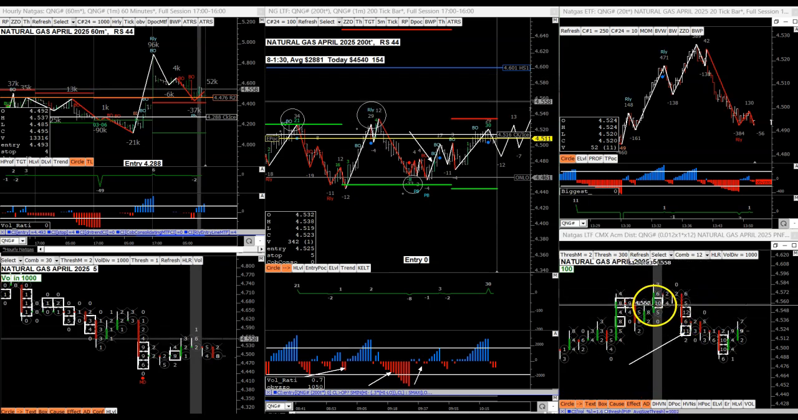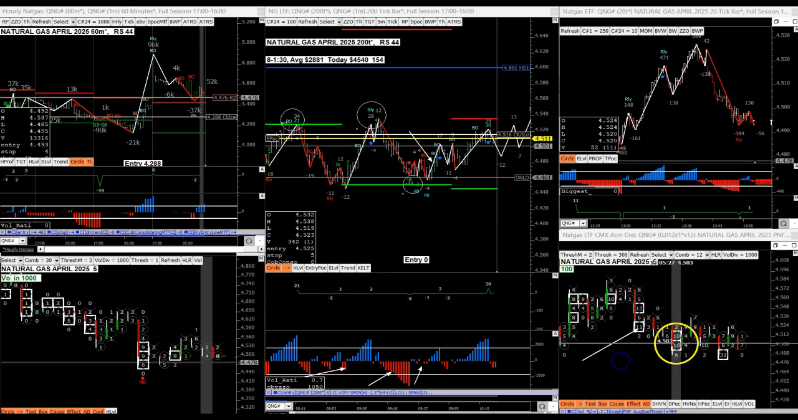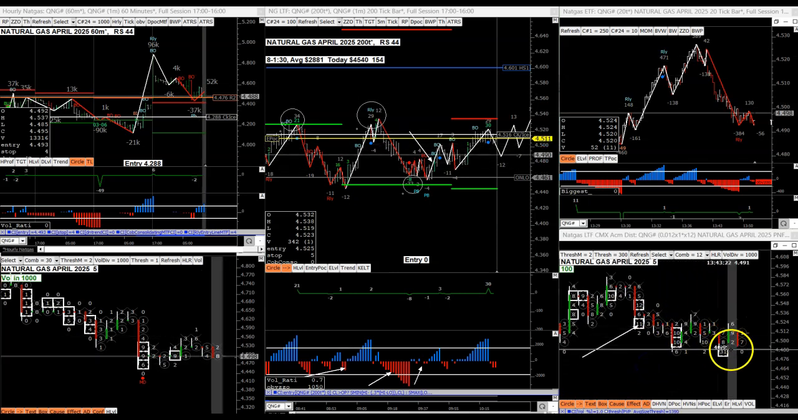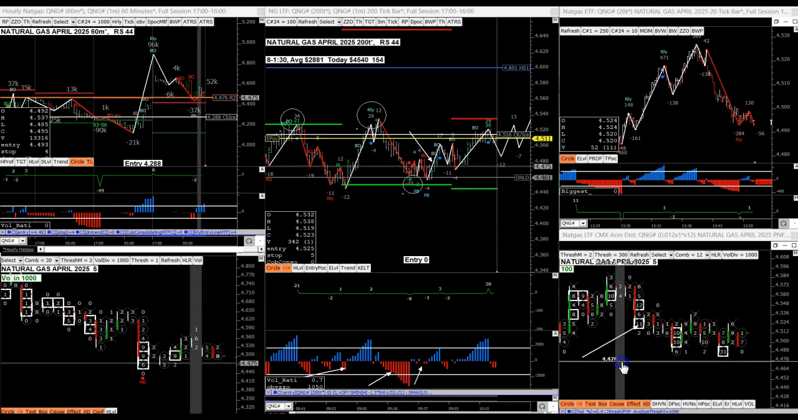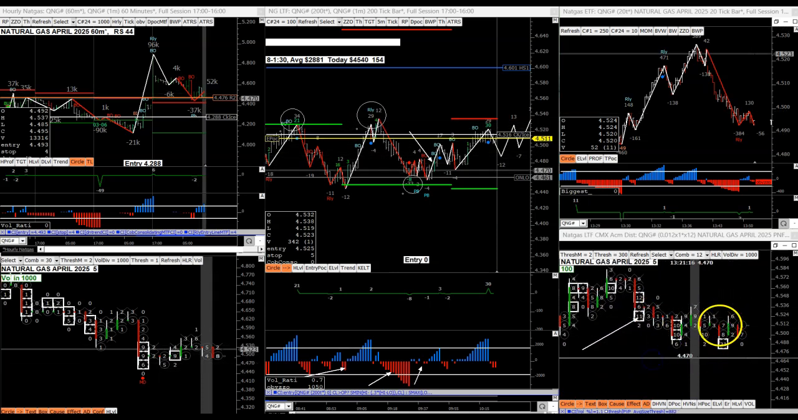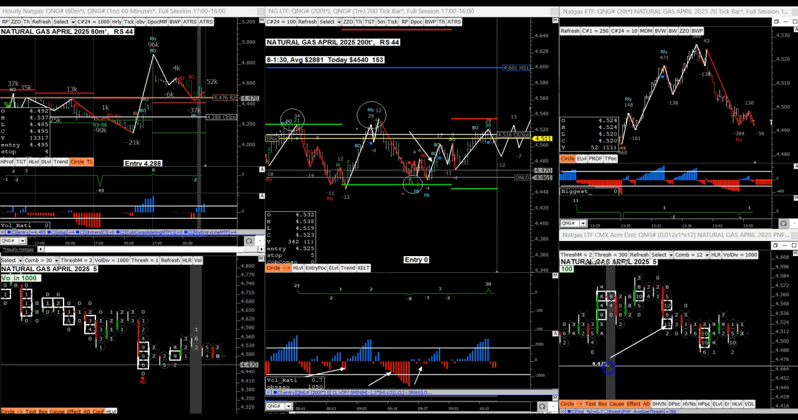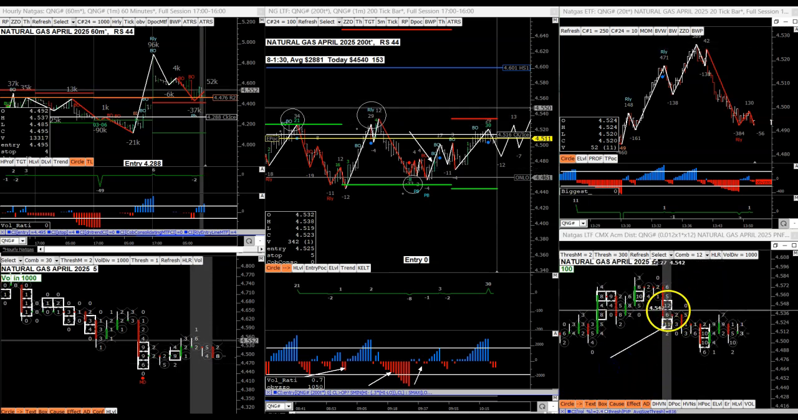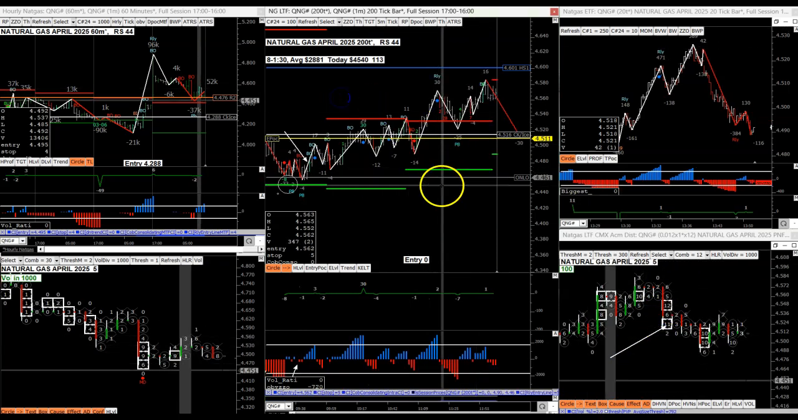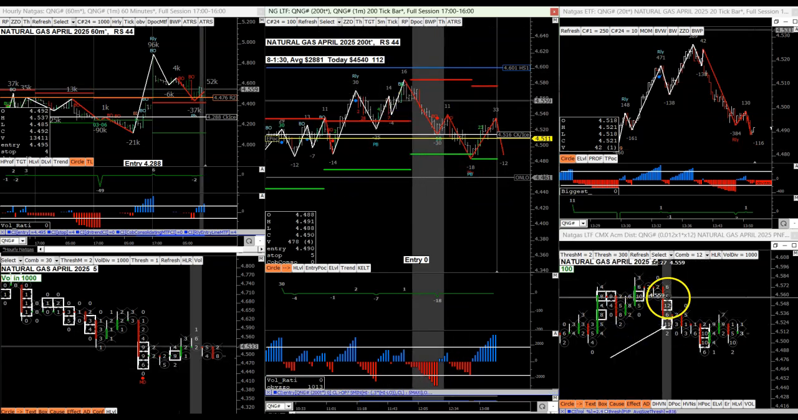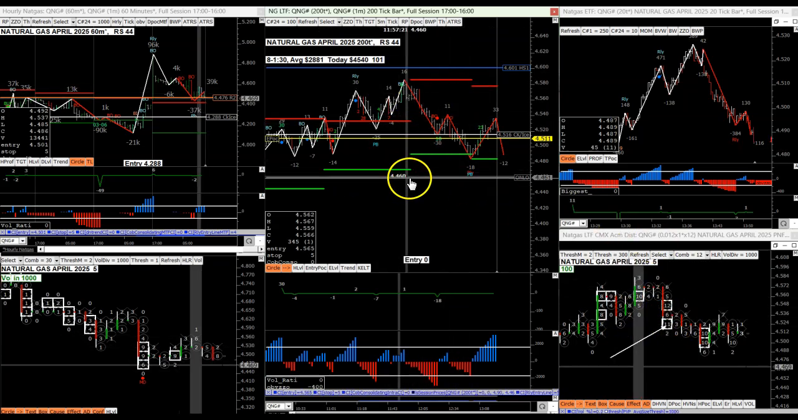This must have been distribution. Why? Because it couldn't hold. And then you had a break, and then all of this breaking down, until you get a reversal. This is the reversal here. This is that reversal, and it's legit.